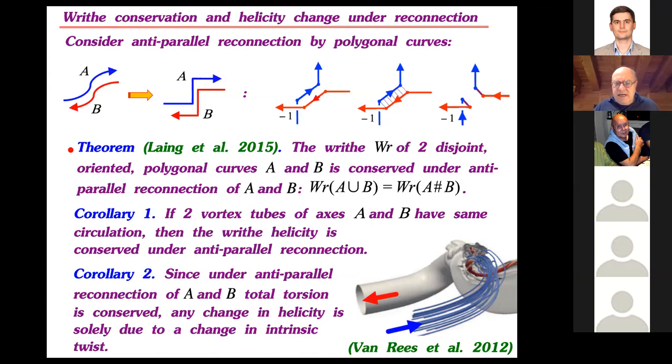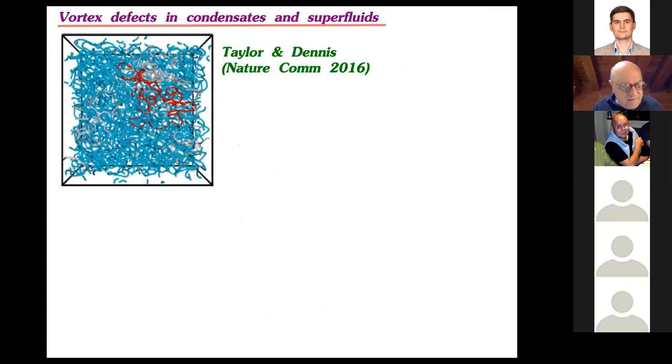Okay, I now want to move on. Having said something about the role of writhe and the role of twist under reconnection, I want to consider a situation where filaments are more complicated than the simple vortex ring, or helical vortex, or the straight vortex, which are the only three cases where we have some mathematical results, remember.